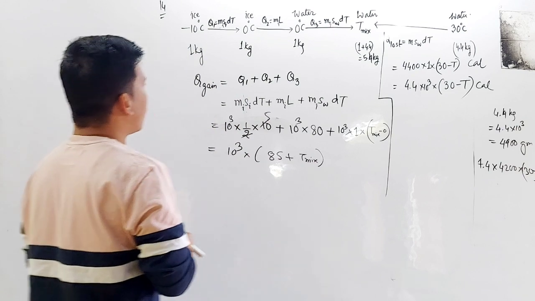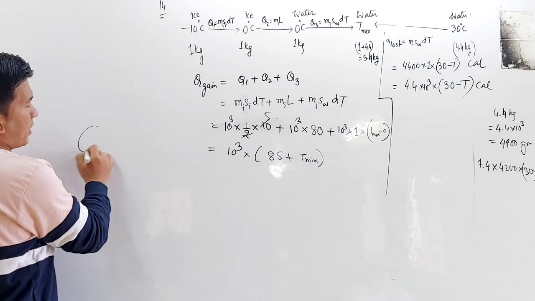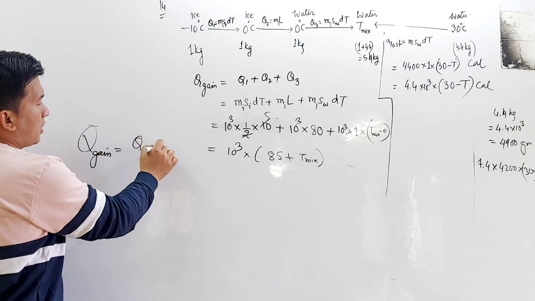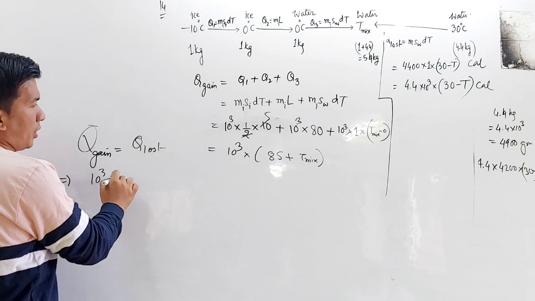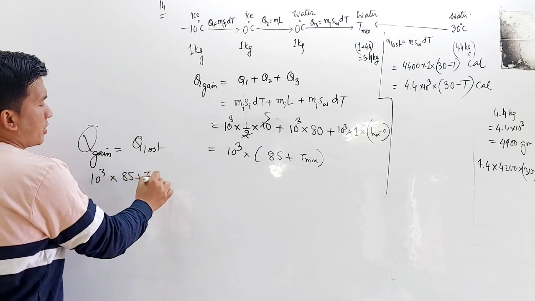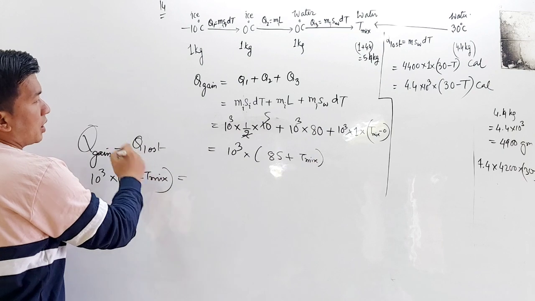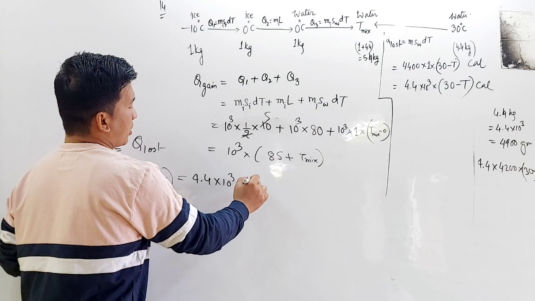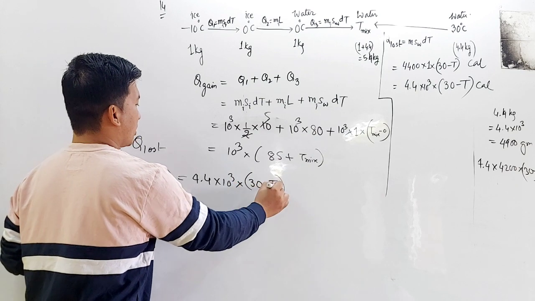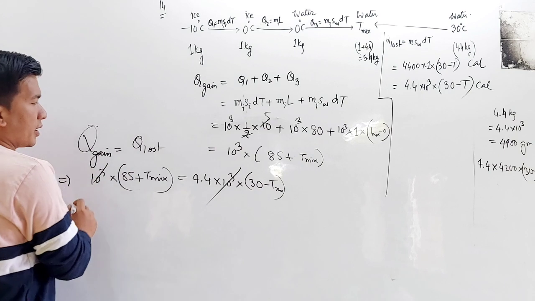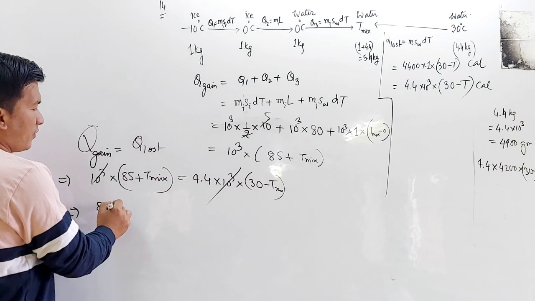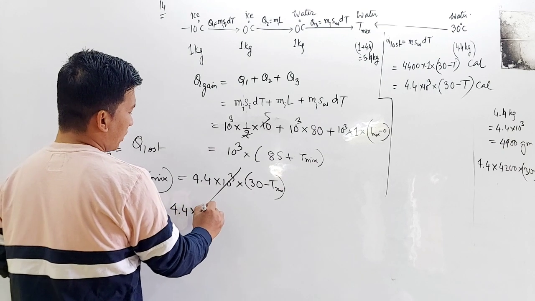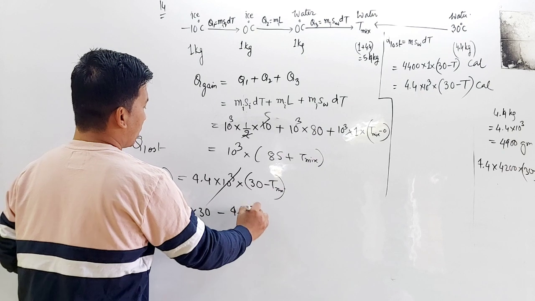According to the principle of calorimetry, heat gain is equal to heat loss. The heat gain value is 10 to power 3 into 85 plus T mixture. Heat loss is 4.4 into 10 to power 3 into 30 minus T mixture. 10 to power 3 gets cancelled out, leaving 85 plus T mixture is equal to 4.4 into 30 minus 4.4 T mixture.